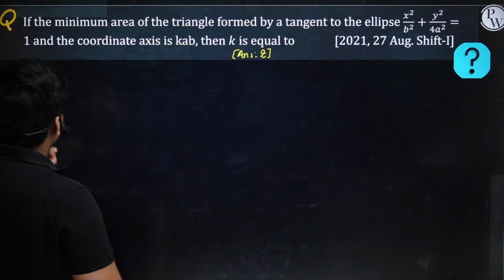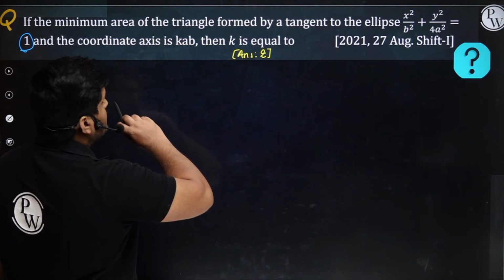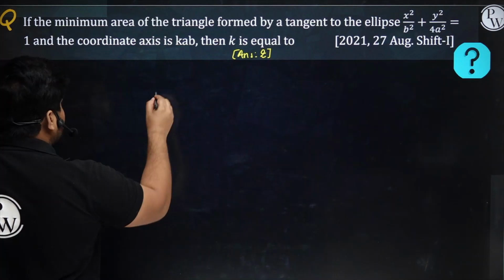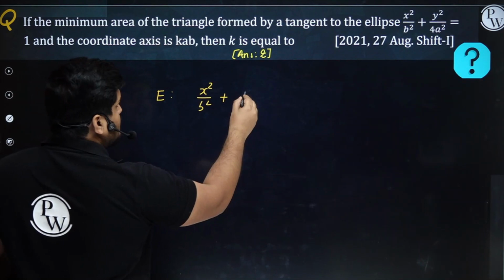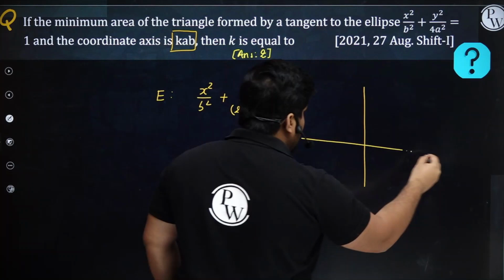The question says, if the minimum area of the triangle formed by a tangent to the ellipse and the coordinate axes is k times ab, then k is equal to what? The equation of the ellipse is x square by b square plus y square divided by 2a square equal to 1. Let me write any tangent here.